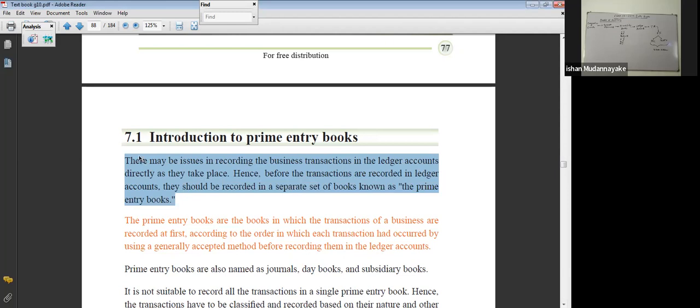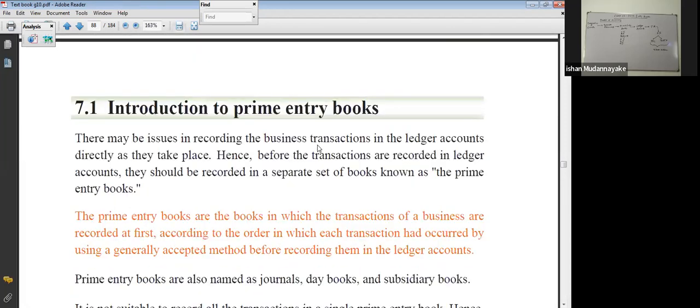There may be issues in recording the business transactions in the ledger accounts directly as they take place. Hence, before the transactions are recorded in ledger accounts, they should be recorded in a separate set of books known as primary books. I think here there may be issues in recording the business transaction in ledger account directly as they take place.